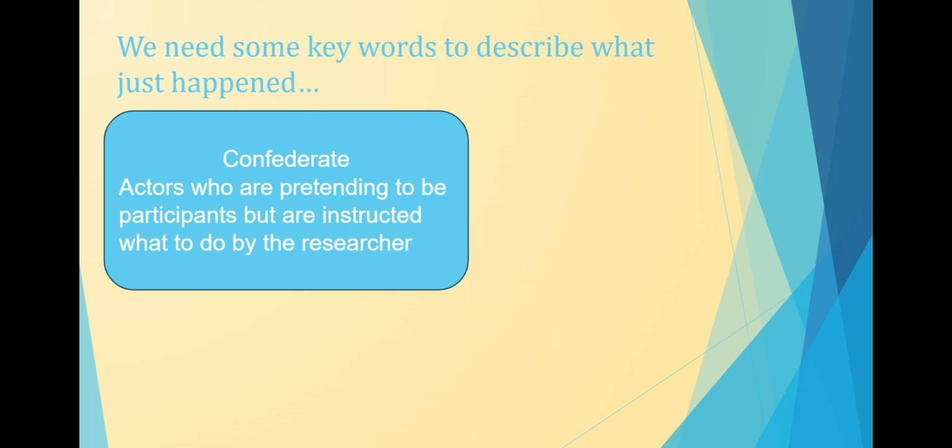Okay, so here's where our first keyword of the module comes in, which is Confederate. A Confederate is an actor who's pretending to be a participant, but they are instructed what to do by the researcher. So in this case, in the replication, I would have instructed the rest of the class what answers to give, and when to give a correct answer and when to give an incorrect answer. It's exactly what the Confederates in Asch's lines study had to do.